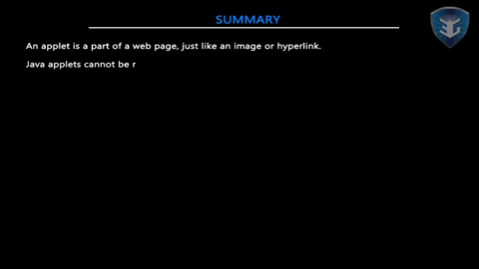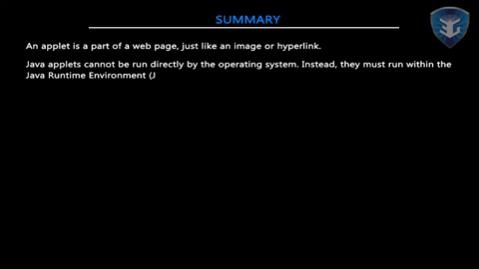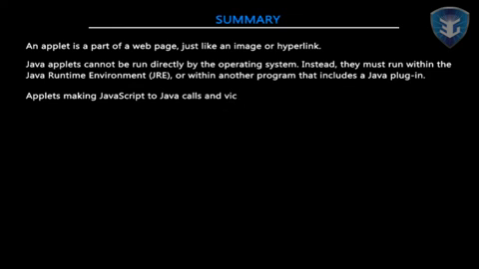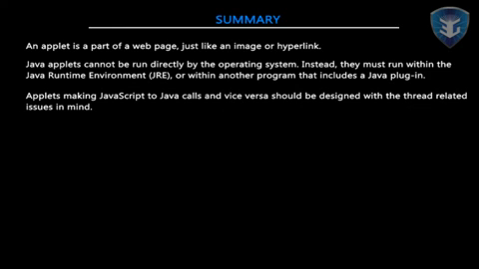An applet is a part of a web page, just like an image or hyperlink. Java applets cannot be run directly by the operating system. Instead, they must run within the Java Runtime Environment, JRE, or within another program that includes a Java plugin. Applets making JavaScript to Java calls and vice versa should be designed with thread-related issues in mind.